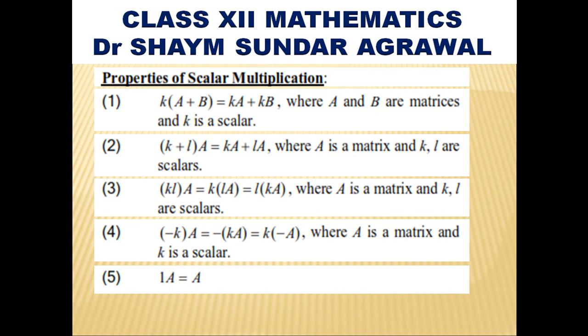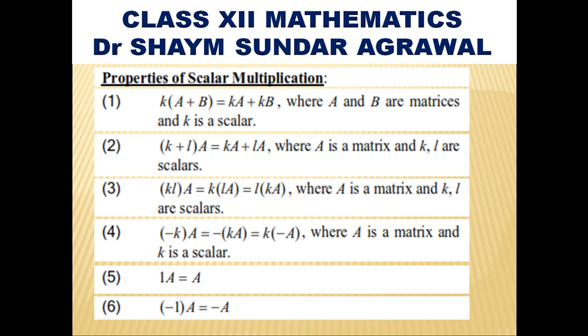If you take k equal to 1 in 4, then minus 1 into A is equal to minus of minus... minus of minus 1 into A is minus of minus A, which is plus A. Similarly, minus of 1 into A is equal to minus A, that is, by taking k equal to 1 in 4, minus of 1 into A is equal to minus of A.